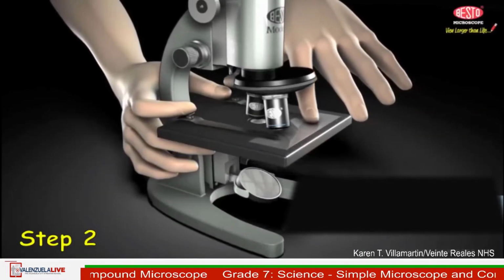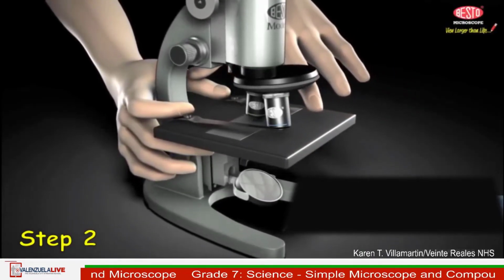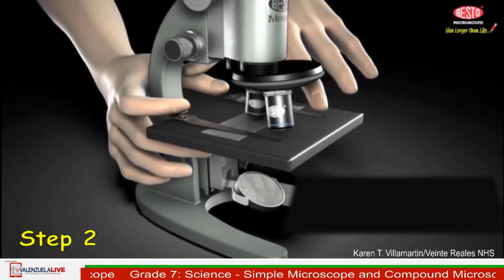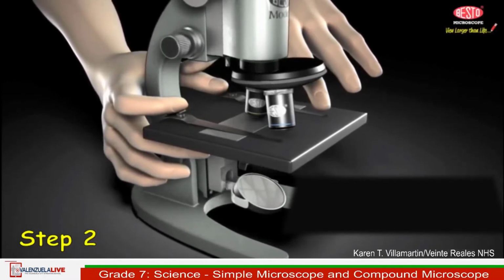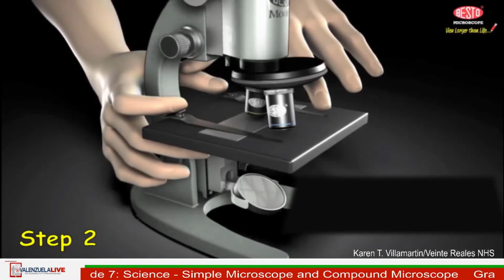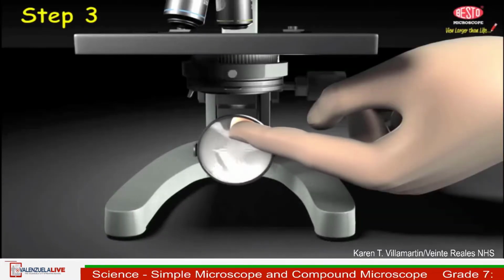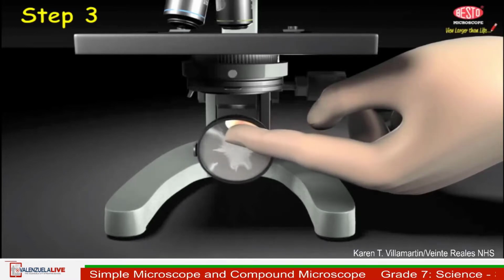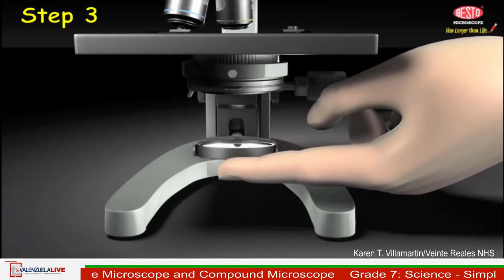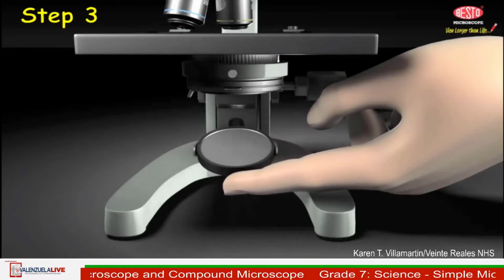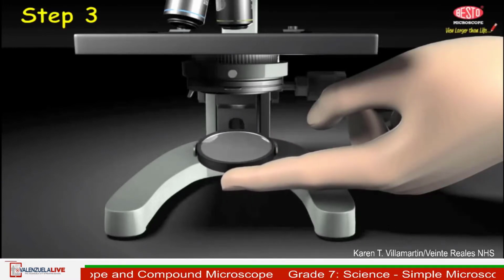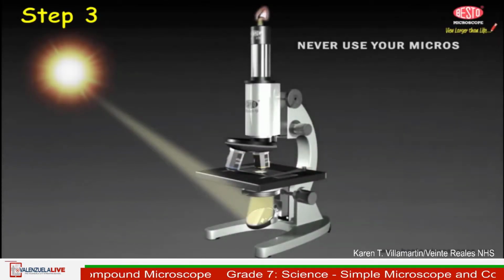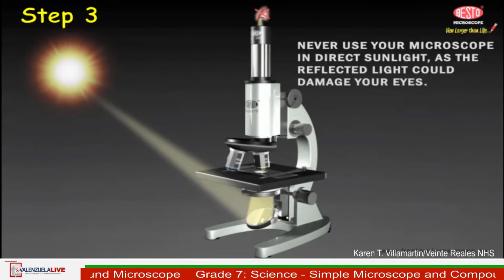Step 2. Place the slide with the specimen in the stage and fasten it with the stage clip. Step 3. Turn on the mirror or illuminator and adjust the condenser to observe the specimen with enough light. Reminder, never use your microscope in direct sunlight, as the reflected light could damage your eyes.